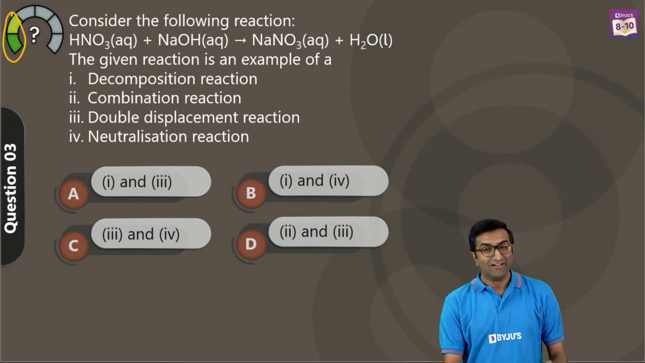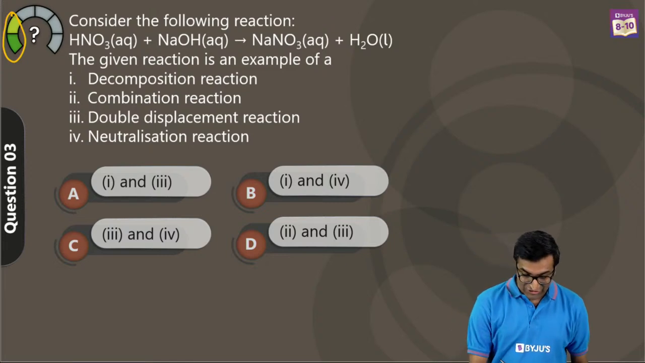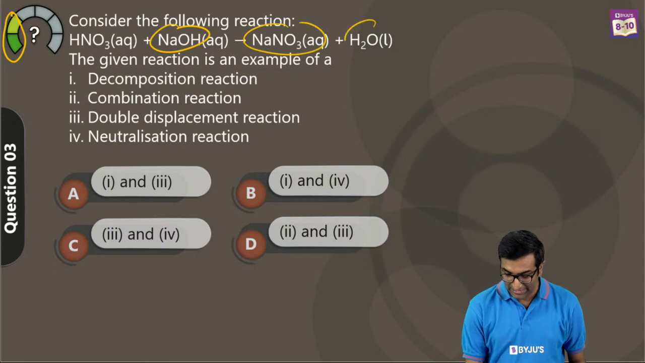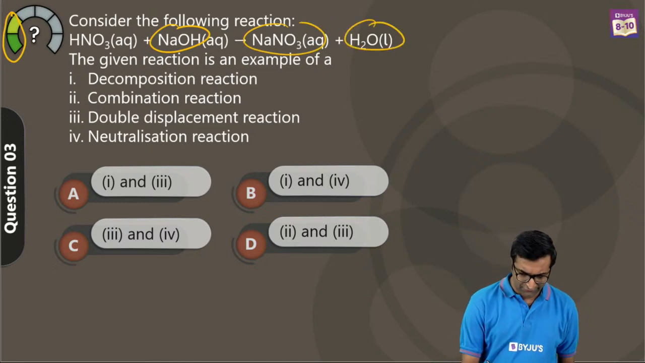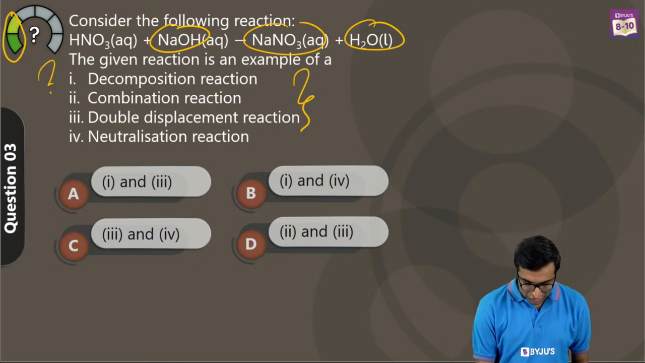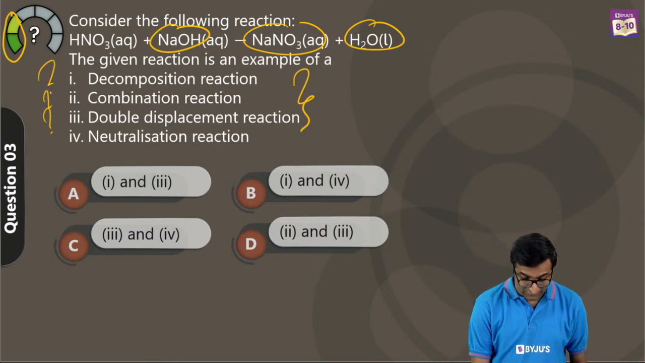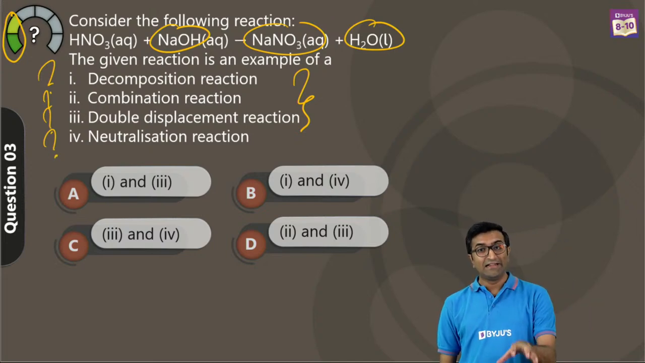Hold on. So the first question reads out: consider the following reaction. HNO3 (aq) plus NaOH gives you NaNO3 and H2O. This is an interesting question. The given reaction is an example of 4 of these, and you have to pick 2. Is it decomposition, combination, double displacement, or neutralization? Interesting thing is that the answer has at least 2 of them correct.